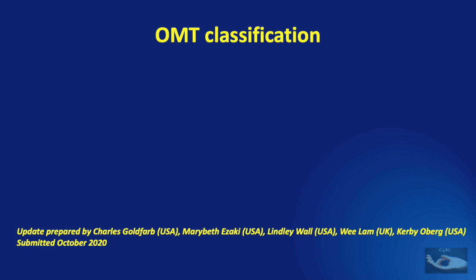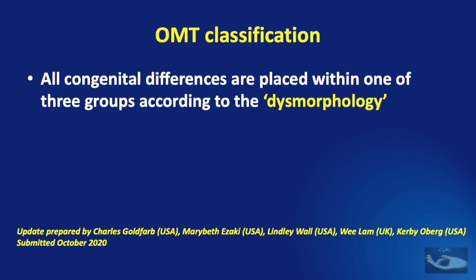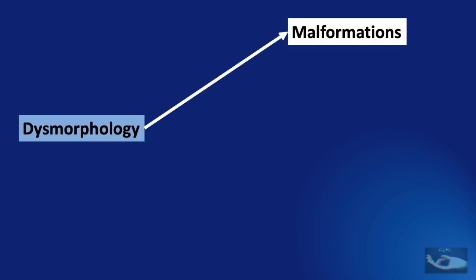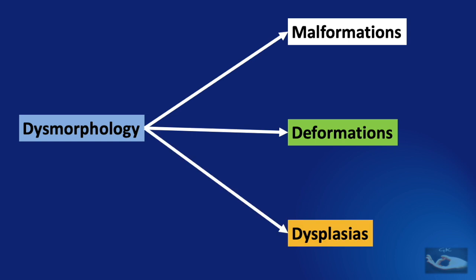The basis of OMT classification is that all congenital differences are placed within one of 3 groups according to the dysmorphology. So all congenital differences can be placed under group 1, which consists of malformations, group 2, which consists of deformations, and group 3, which consists of dysplasias. So the dysmorphology could mean malformations, deformations, or dysplasias.